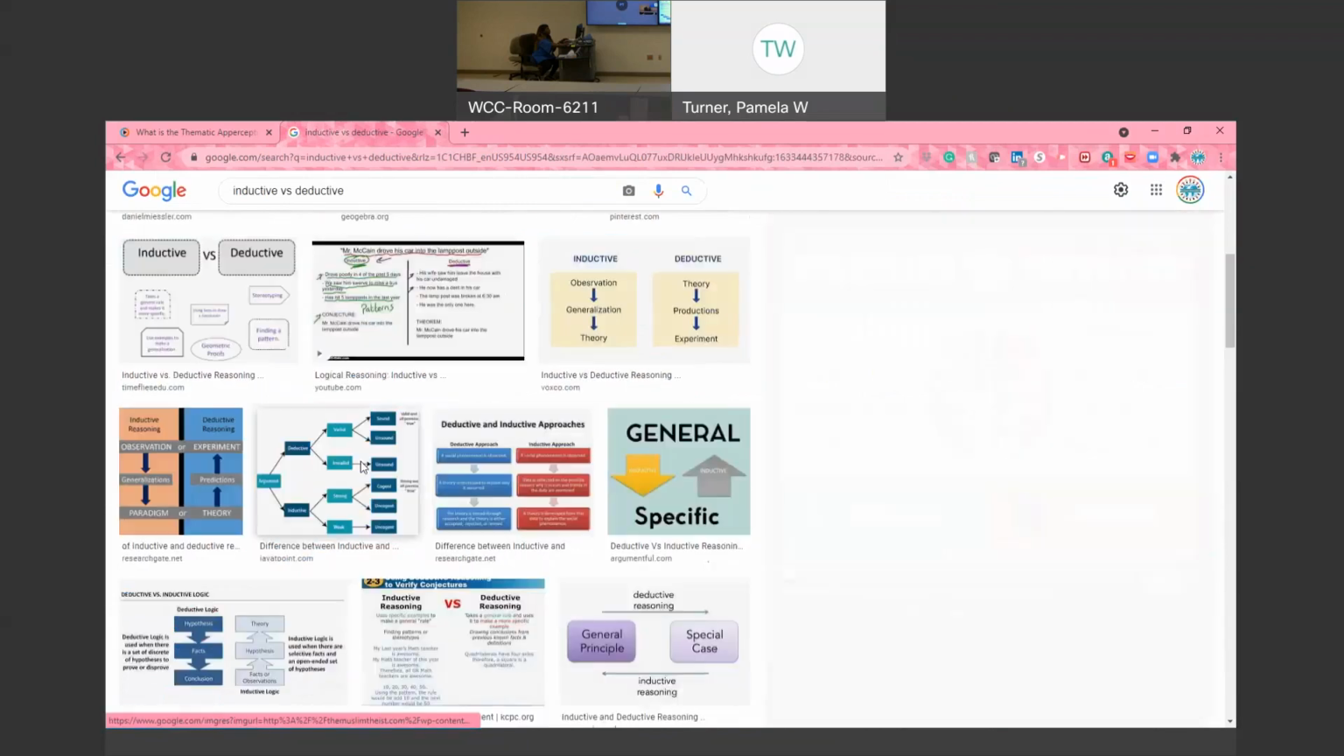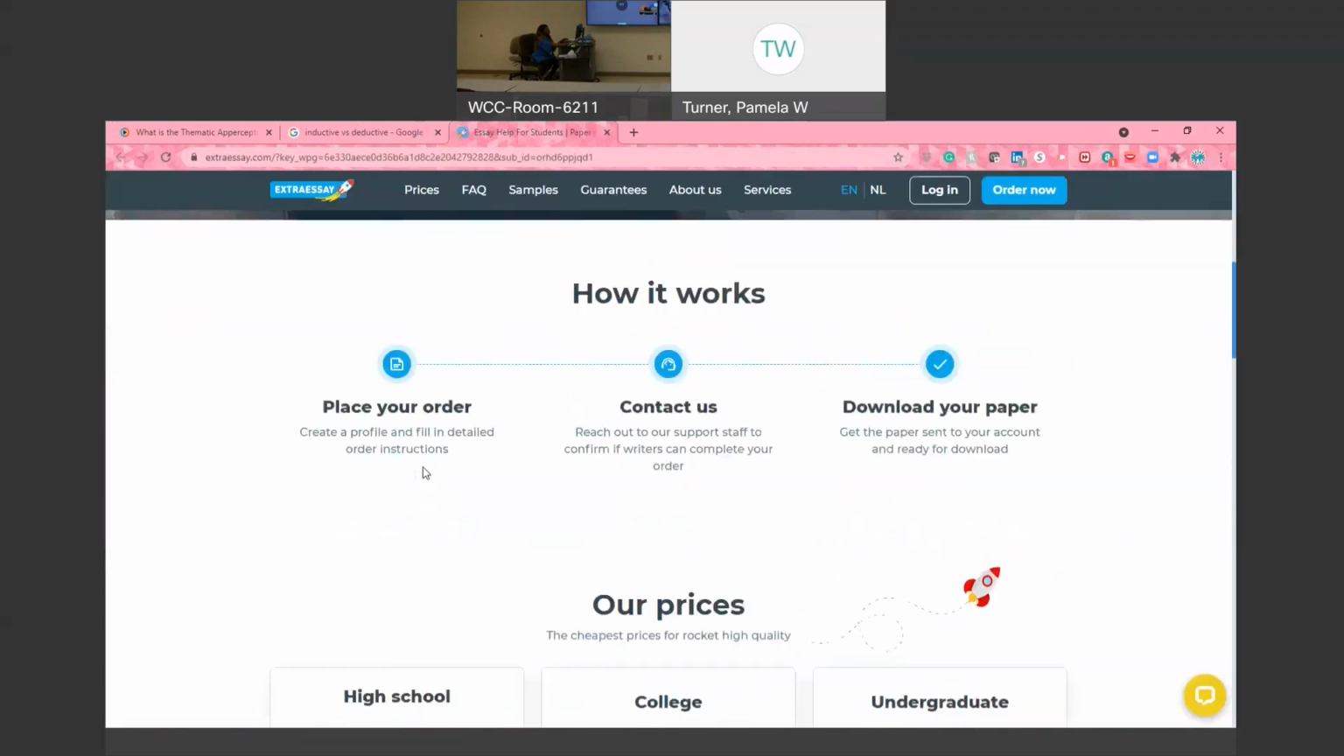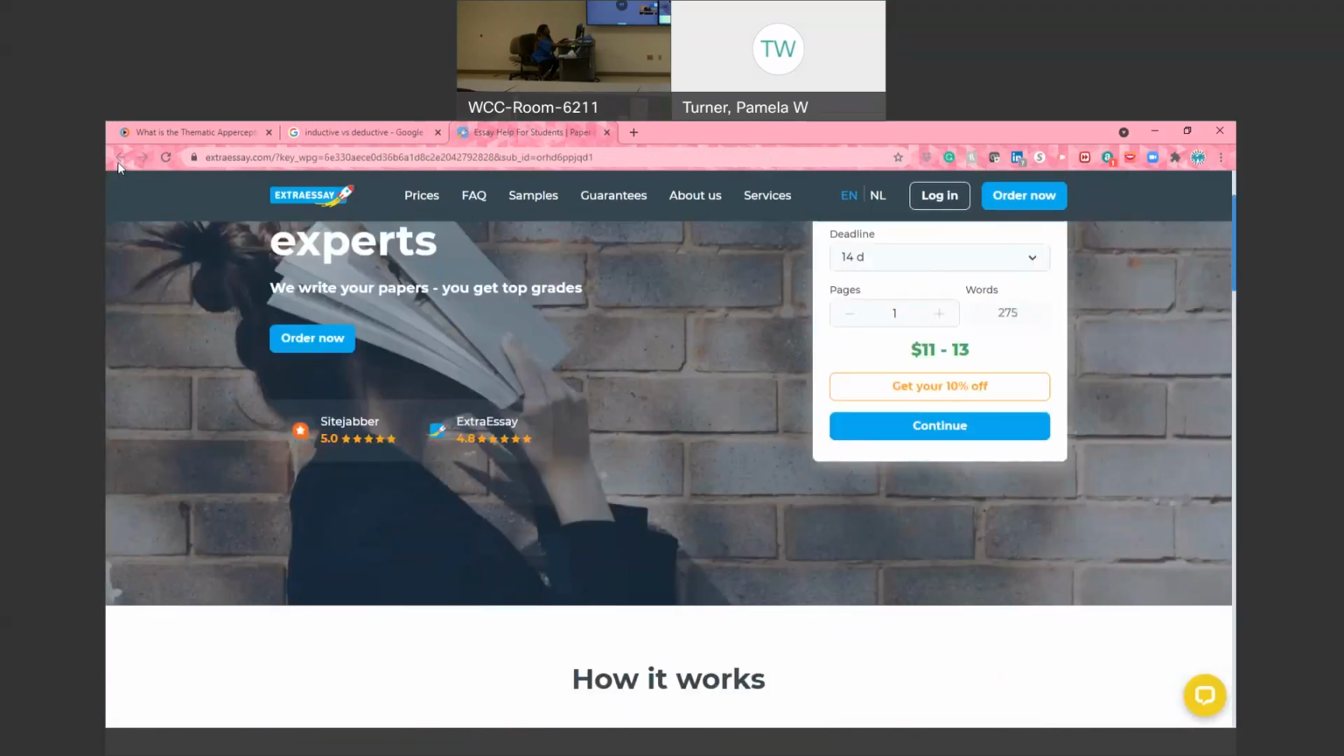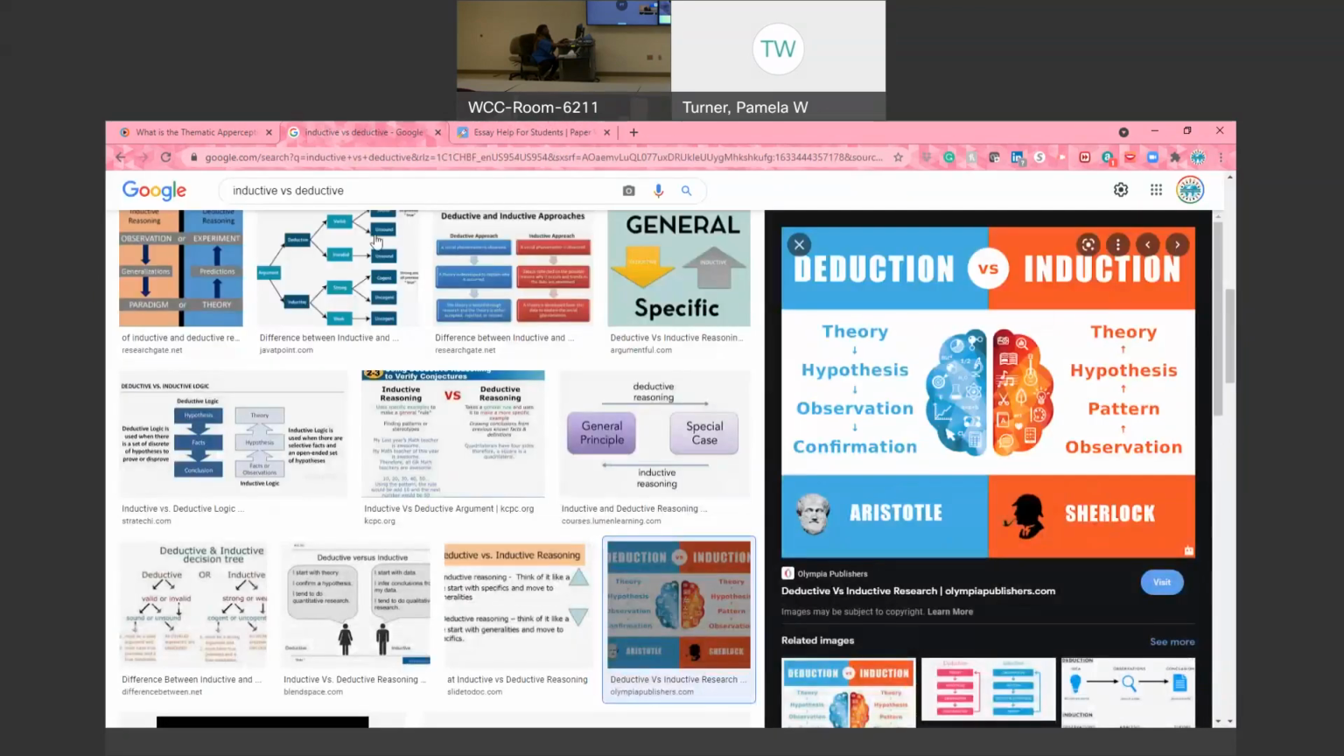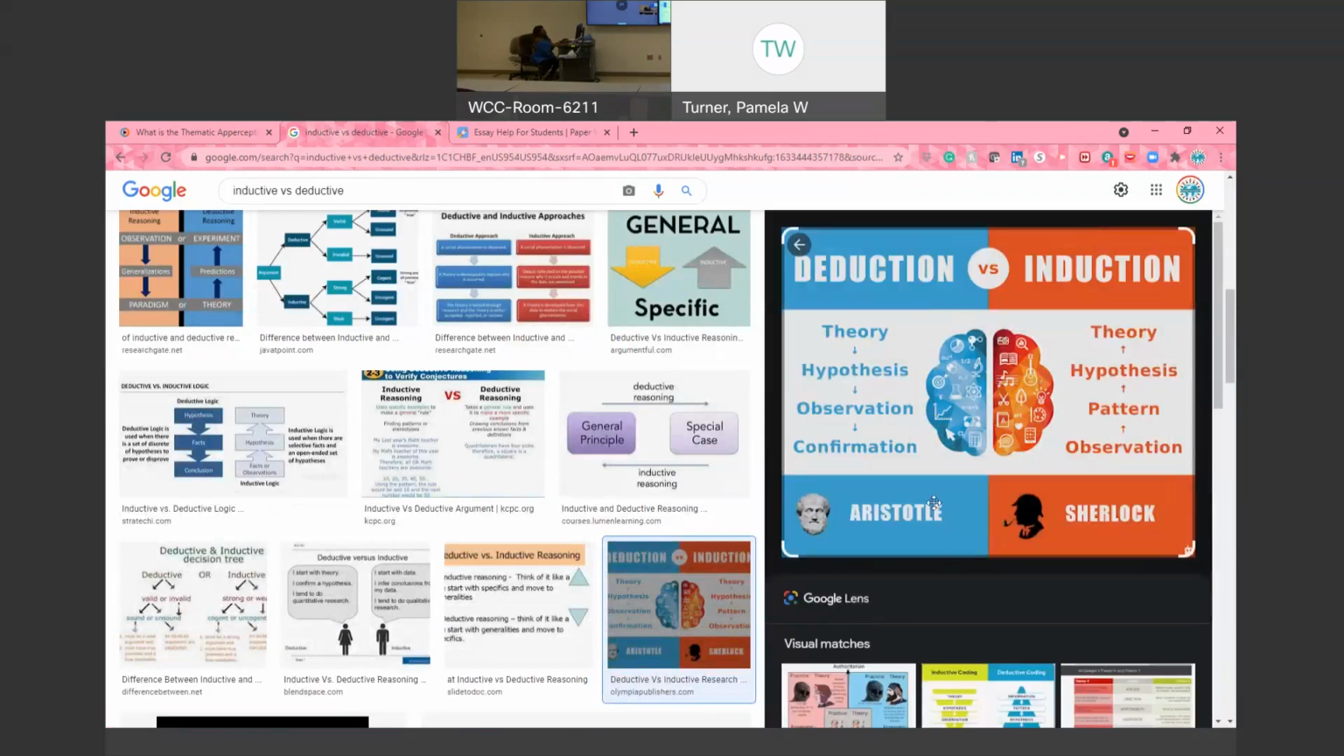Okay, this is the one I like. I'm not trying to broadcast or advertise for this company. I just want to show you. Okay, if you can see this one on the small part of my screen, I mean, you see my arrow, but deduction versus induction. So deduction is when, let me see if I can make it bigger.